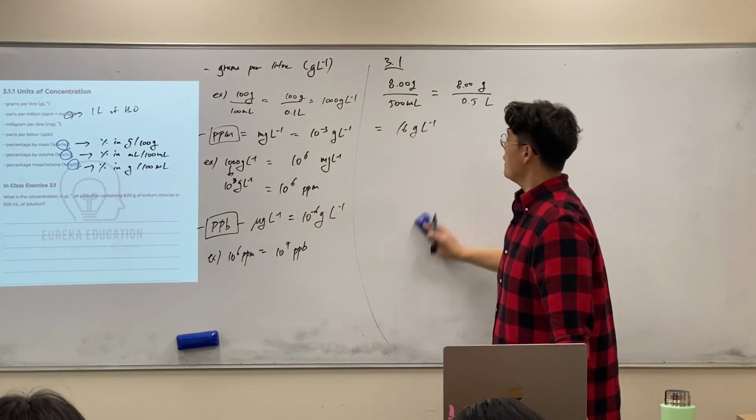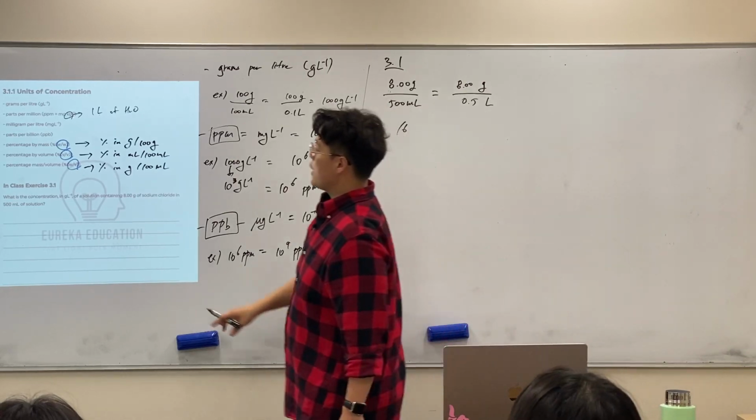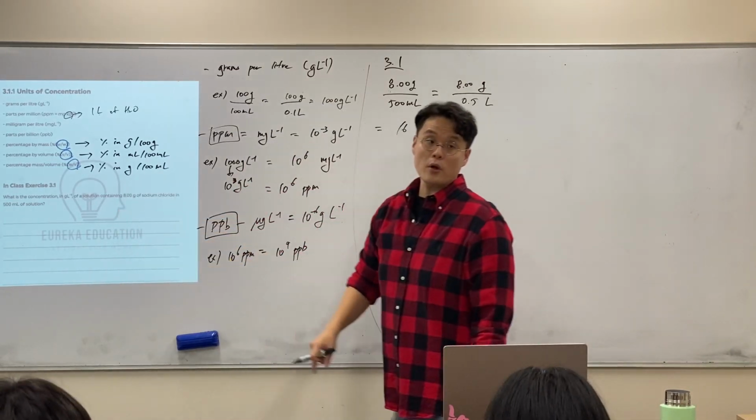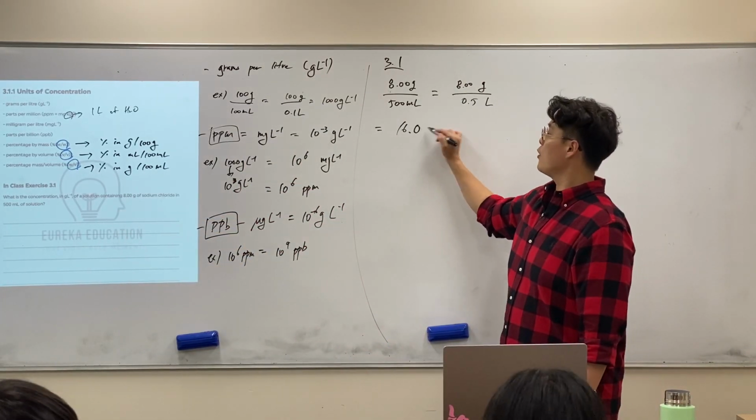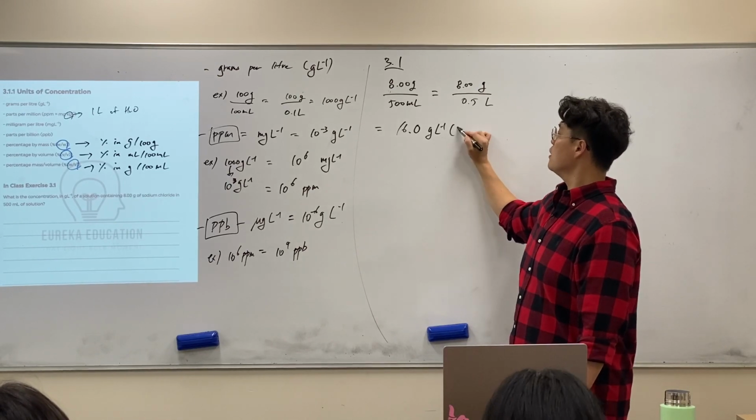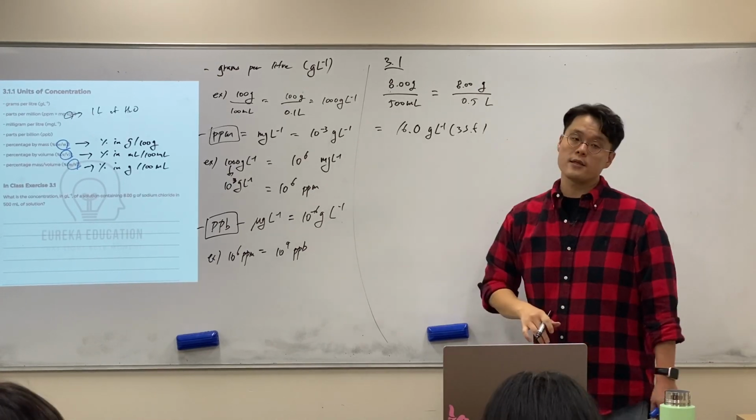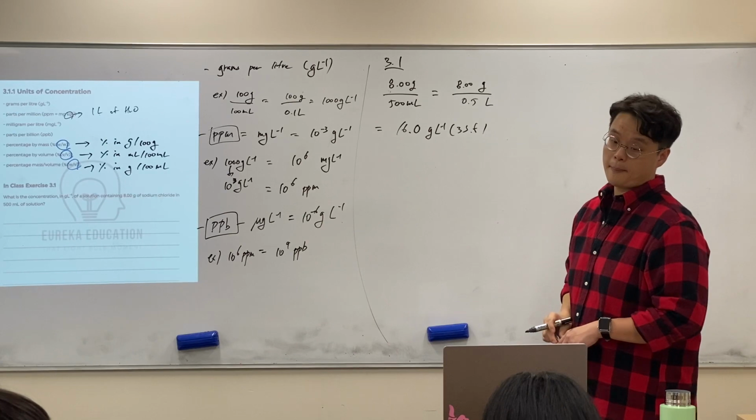Okay, and follow the significant figures we have. We have 3 significant figures, 8.00. So 16.0 grams per liter is the full answer for 3.1.